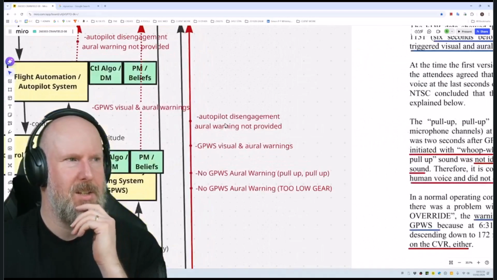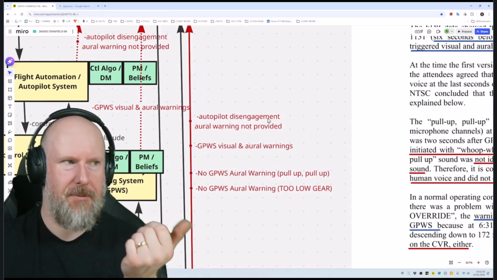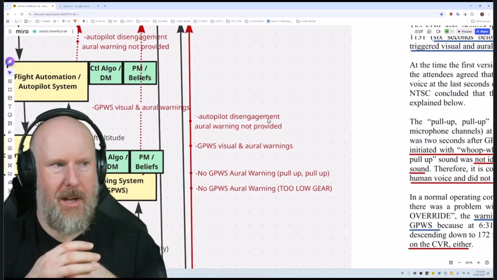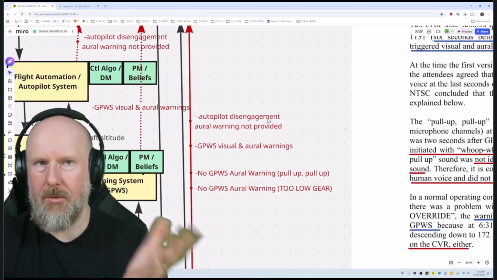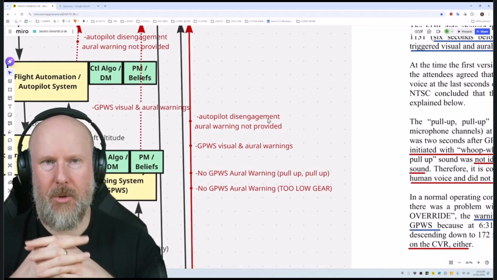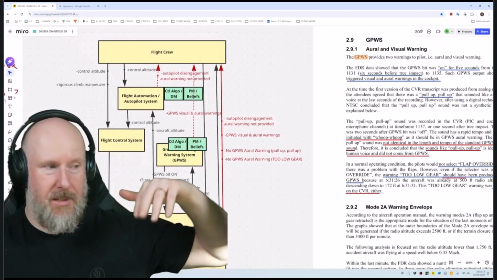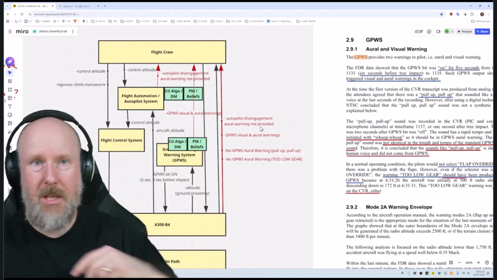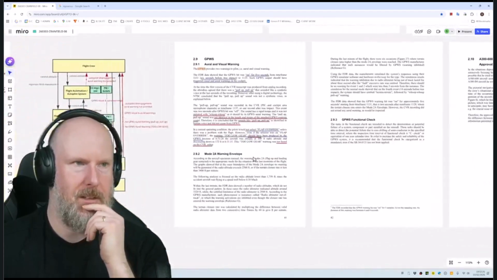So yeah, that's interesting. And again, the autopilot disengagement oral warning was not provided. So if they're two different systems and they're both supposed to be providing warnings and cautions, and they both didn't, they were not recorded on the cockpit voice recorder, then that raises questions over perhaps the human-machine interface between the A300B4 and the flight crew. Are there some human-machine interface avionics issues going on?